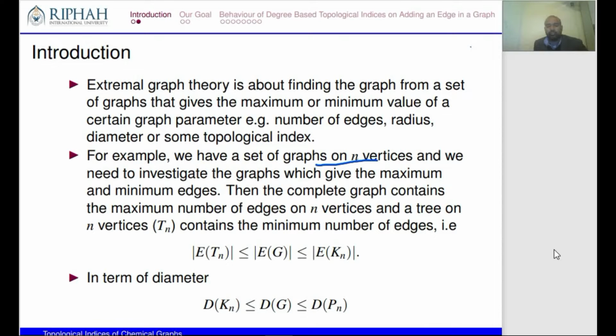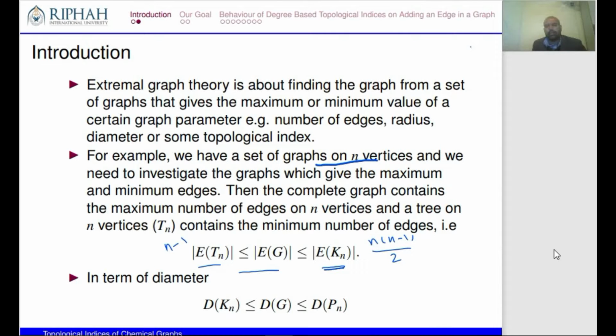So for this question, the graph with maximum edges is the complete graph, and the graph with minimum edges is any tree. Here we have the value n times n minus 1 divided by 2, and here the value is n minus 1, and all other graphs contain a number of edges between these two numbers. So the minimum is n minus 1 and the maximum is n times n minus 1 divided by 2. This is a simple example about the extremal graph.